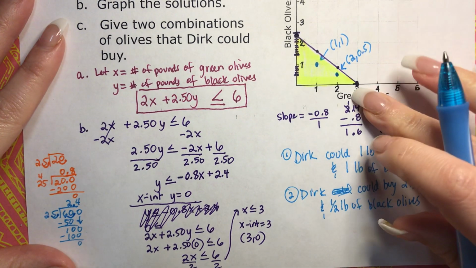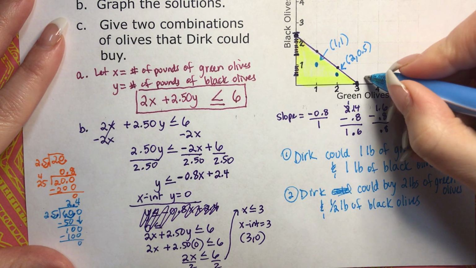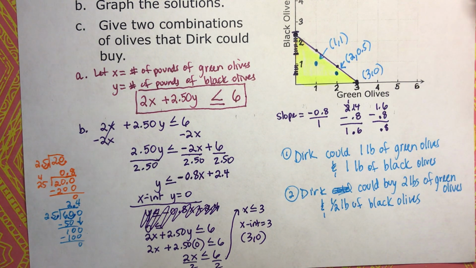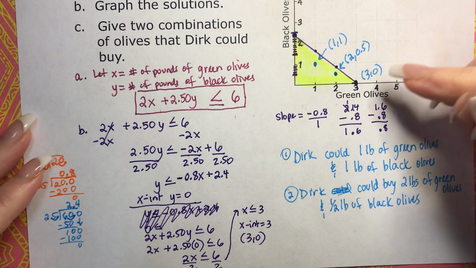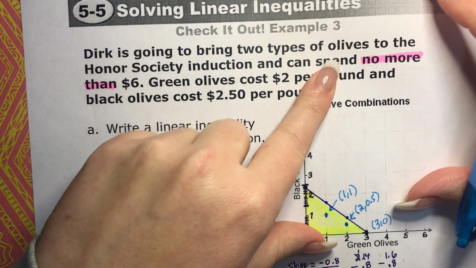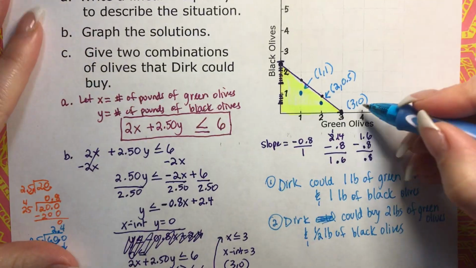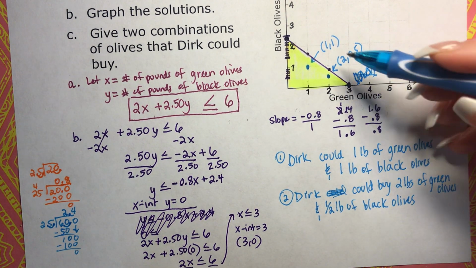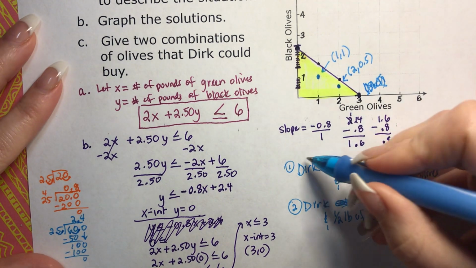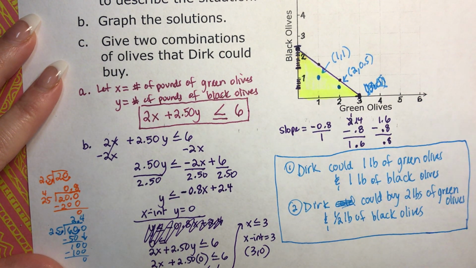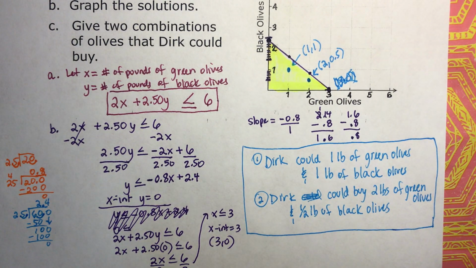And really there could be a third scenario, which is this right here, which is just 3, 0. That means he buys 3 pounds of green olives and he doesn't buy any black, 0 pounds of black olives. But it says Dirk is going to bring 2 types. Since he's going to bring 2 types, this would mean that he would only bring 1 type, so that wouldn't be a solution. The solutions they want are 2 different types. So really, these are the answers. So perfect. That is it for looking at linear inequality applications.